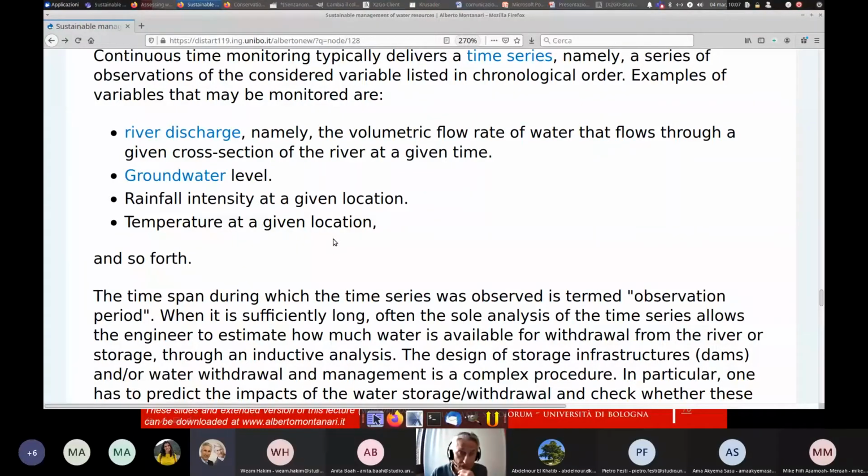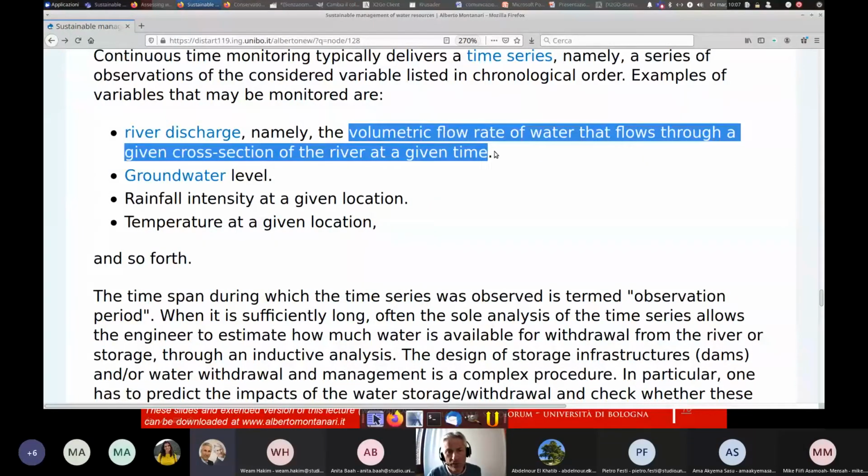So if I ask you at the exam the definition, what is river discharge, you may say this definition here, or if you prefer, you can say it's the amount of volume that flows through a given river cross section per unit time. I hope it's clear.